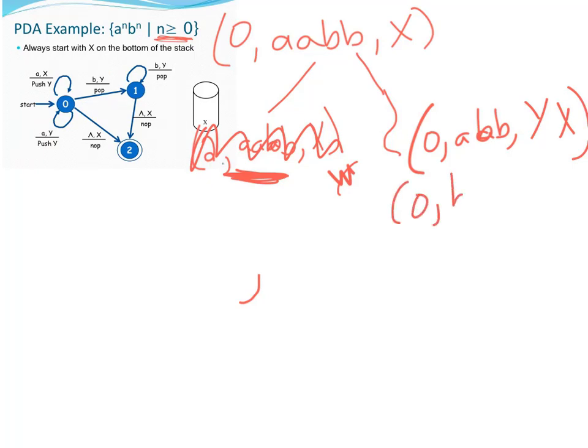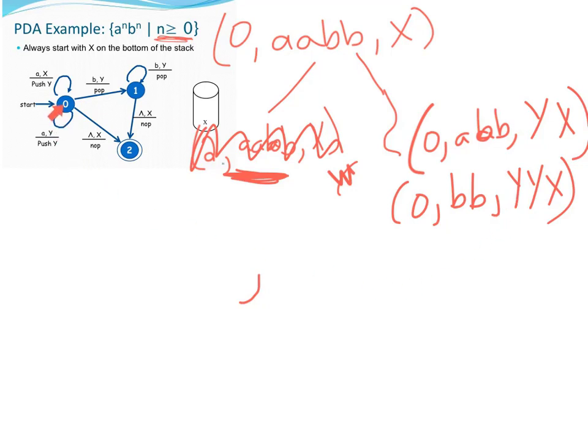We used up that A, and we're going to push another Y. So now we have YYX on our stack. We're actually using the Y's to keep track of how many lowercase a's we've seen. Now we get to the point where we're at state 0, sorry, with YYX on our stack, and we're processing a B. We have a Y at the top of our stack.